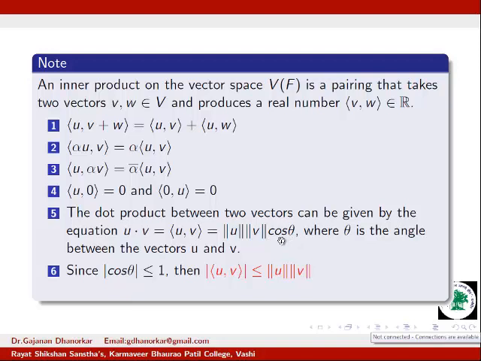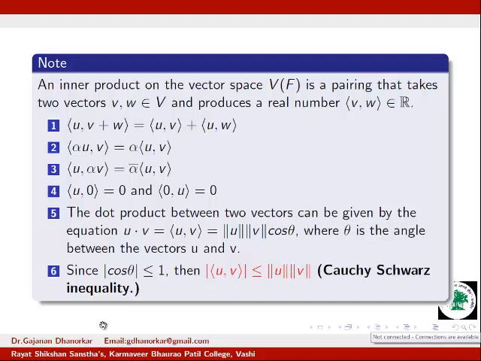Now here we know the property of cos theta: the magnitude of cos theta, or modulus of cos theta, is always less than or equal to 1. Therefore, we get this inequality: the magnitude of the inner product of u, v is always less than or equal to norm of u into norm of v.